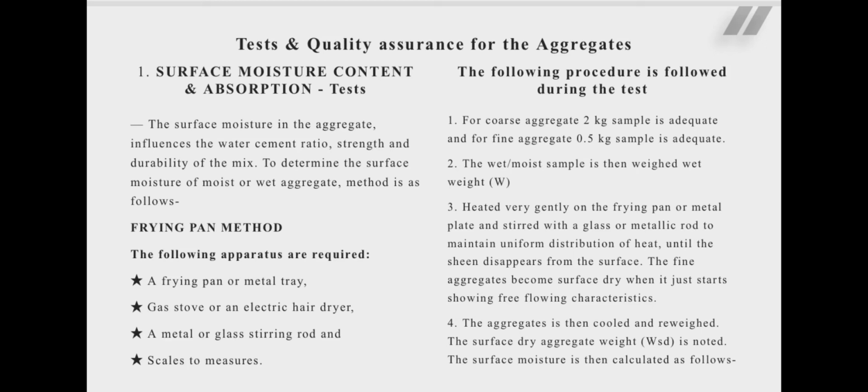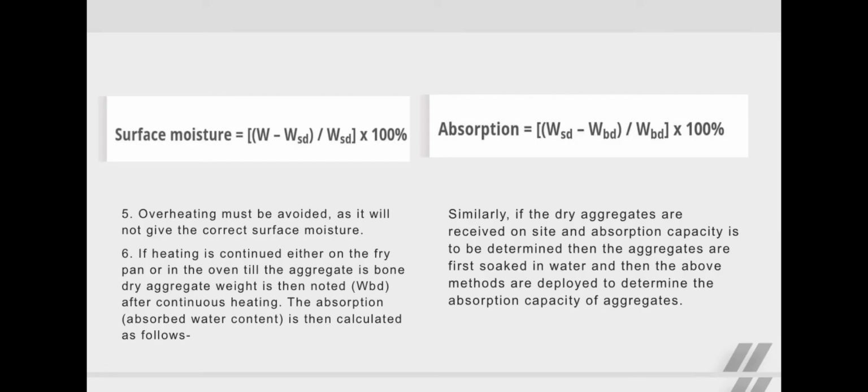The following procedure is followed during the test. Number 1, for coarse aggregates a 2 kg sample is adequate, and for fine aggregates a 0.5 kg sample is adequate. All over W sub SD times 100%.